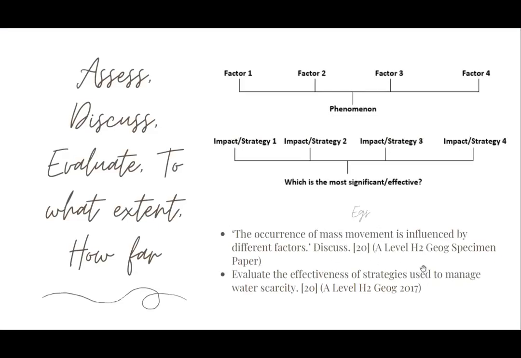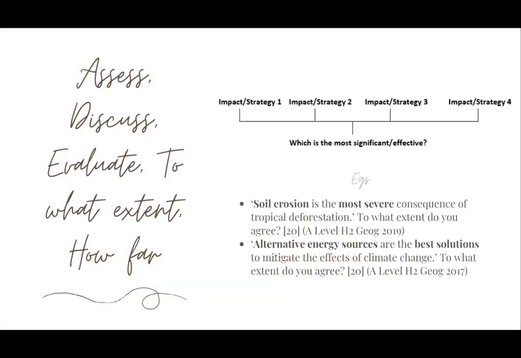this A-level specimen paper: the occurrence of mass movement is influenced by different factors, discuss. Here they didn't give you any factor in the question. You have to come up with the factors on your own. Similarly, this question in A-level paper 2017: evaluate the effectiveness of strategies used to manage water scarcity. They didn't give you any strategy. You have to come up with a range of strategies on your own. This is a bit different from the earlier case where they give you one strategy, alternative energy sources, and then you come up with the remaining on your own, right?